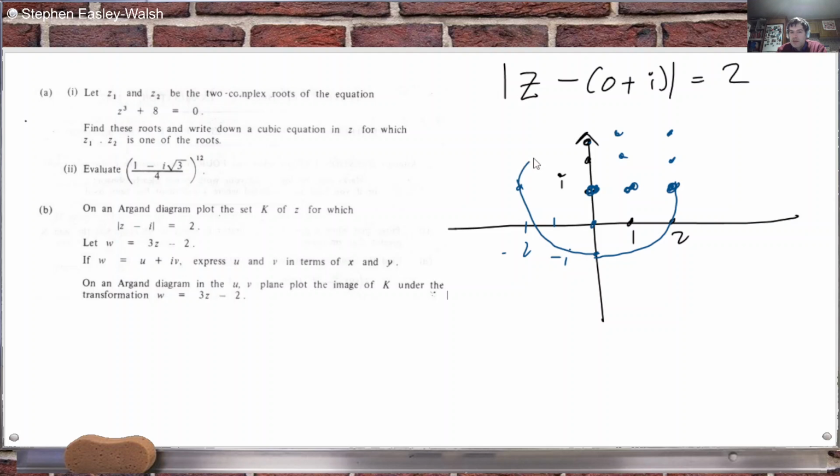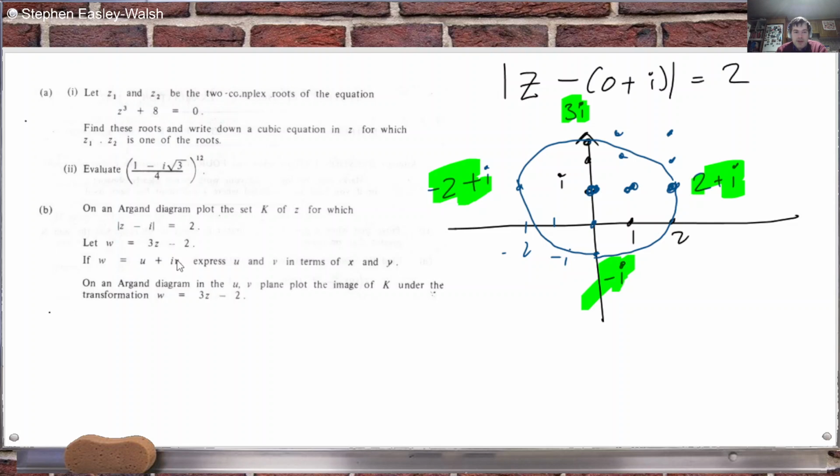And it'll go up to 3i. Okay, so that's 2 plus i there. That's 3i. That one there is minus 2 plus i. And then that one there, 3, 2, 1, 0, yeah, minus i. So there's four points on the circumference here. It's just the boundary, because it's equal to 2, not less than or equal to 2. Okay.